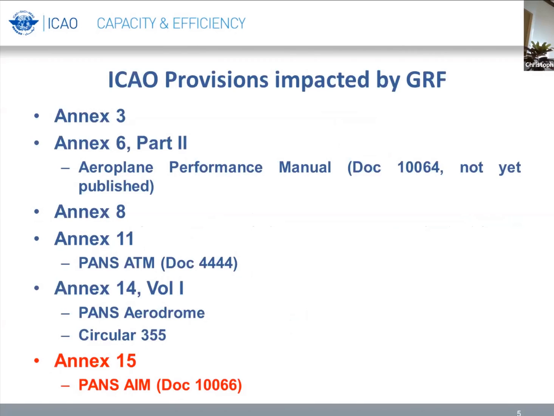So you see here, there were many ICAO provisions and documents updated with the development of GRF. Our focus today will be on the AIMs section highlighted in red, but I'd also like to note that Doc 10064, the Aeroplane Performance Manual, was just made available on the ICAO net in the last day. And that's the unedited English version, so there'll be a disclaimer when you go there. But fortunately, there's information available as of some hours ago.